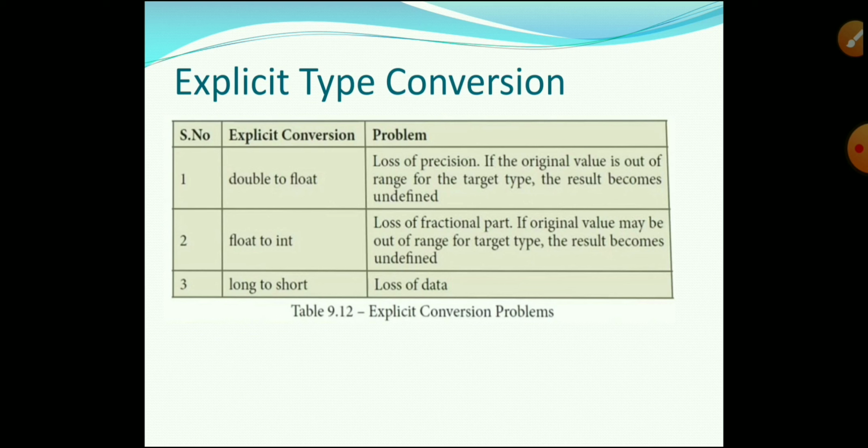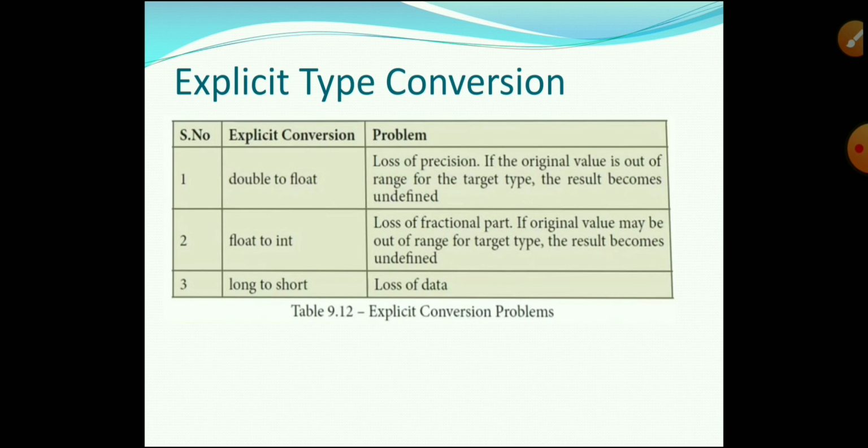Next, float to int, loss of fractional part. Float means fractional values, like 28.3 or 98.9. It will be converted to an integer value, so 98 only: at execution time, only the integer value is considered for display. This is the way we convert float to integer data type. Here also the result becomes undefined.